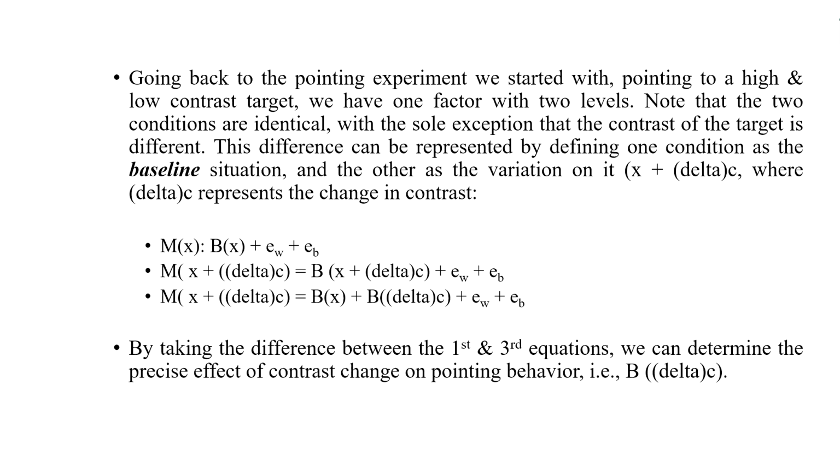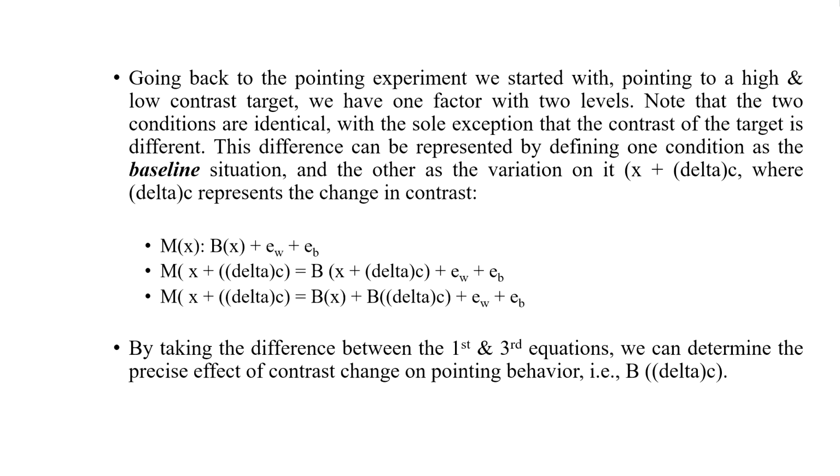This difference can be represented by saying that one of these conditions is a baseline and the other is the experimental condition. So, let us say 100% contrast is the baseline condition and 50% contrast is the experimental condition. We are studying the effect of lowering contrast levels, and that can be done.